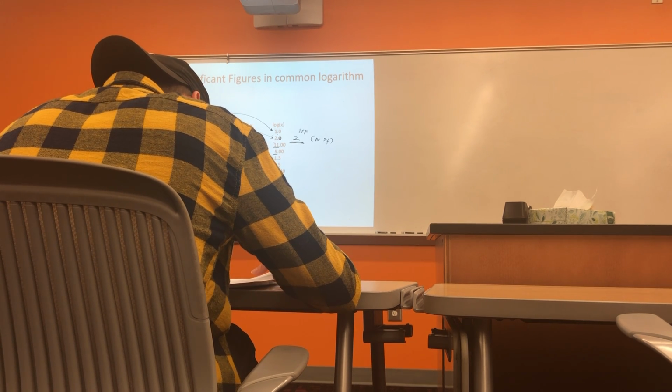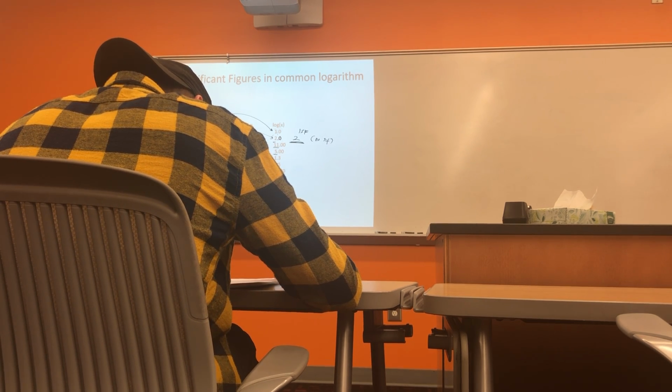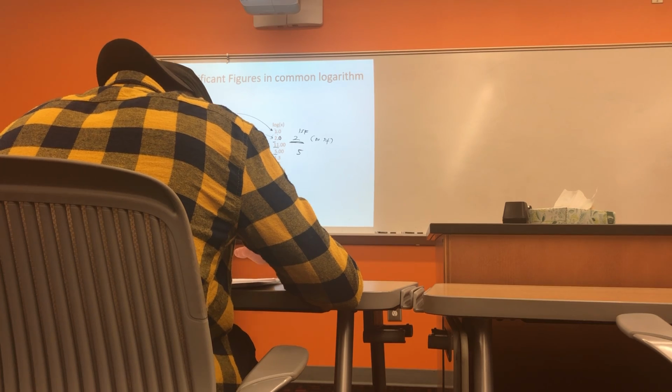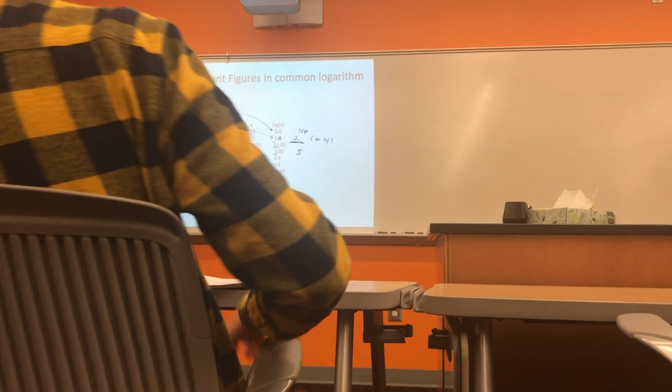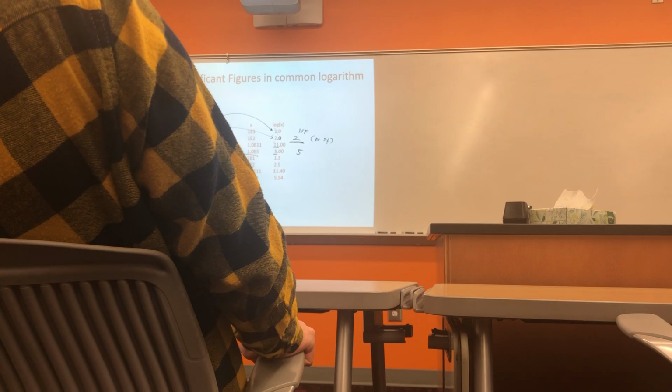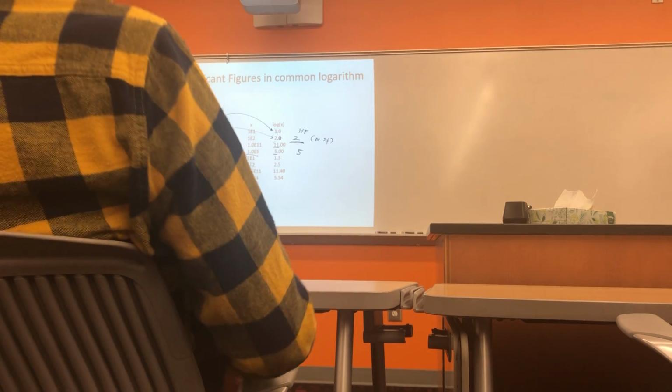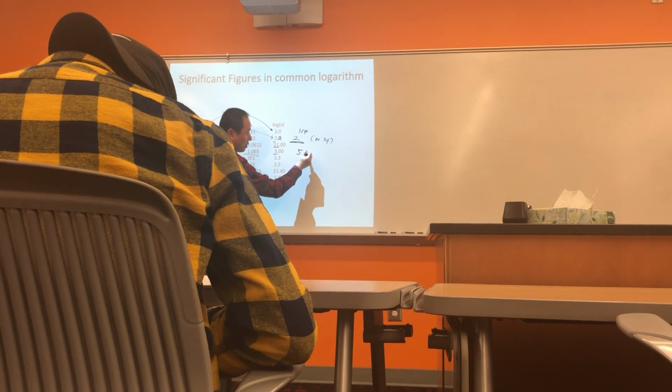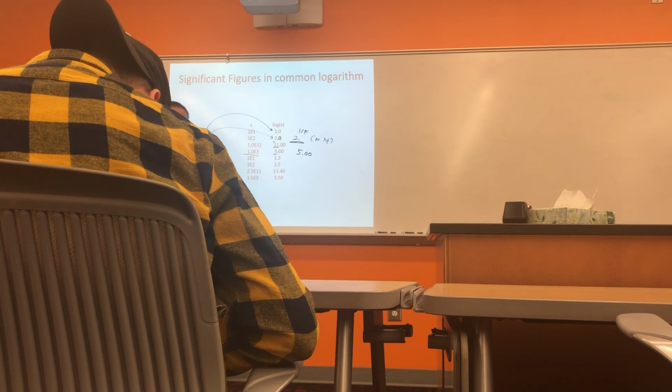Same goes with this one. Logarithm of this number, your calculator says again 5. But that 5 is just from the exponent. This number has three significant figures, so you have to put 2 more 0s after the decimal point.